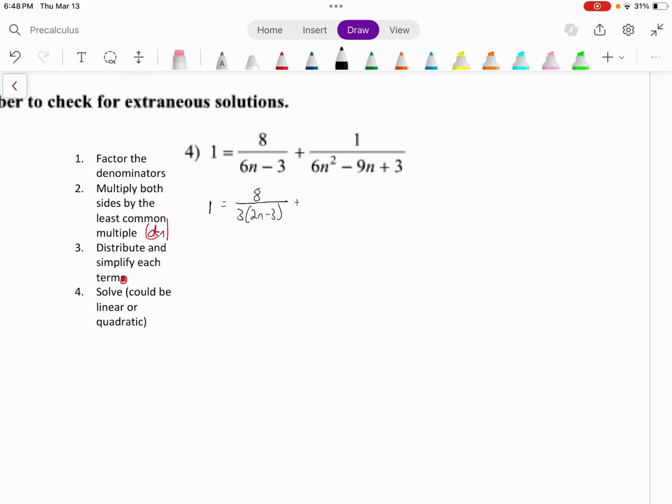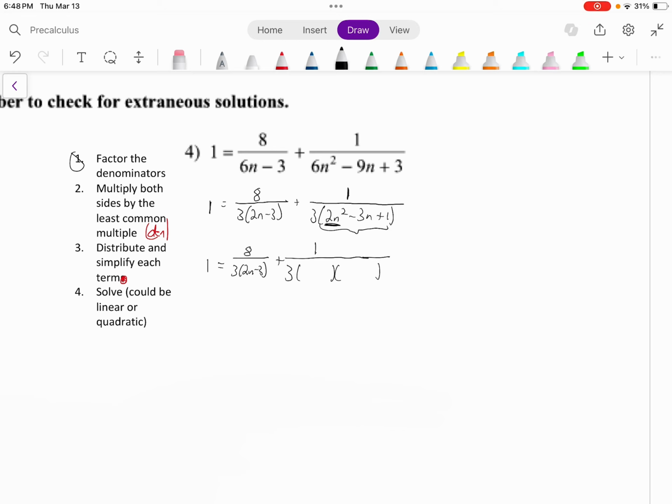And then this one, this is a trinomial. However, before we work with the trinomial part, we actually see that a 3 factors out of here. So factor a 3 out, we have 2n squared minus 3n plus 1. This can factor even further, so we're still in step 1 here, factoring. So we got 8, 3 times 2n minus 3, plus 1 over 3, and then we have to factor this trinomial.